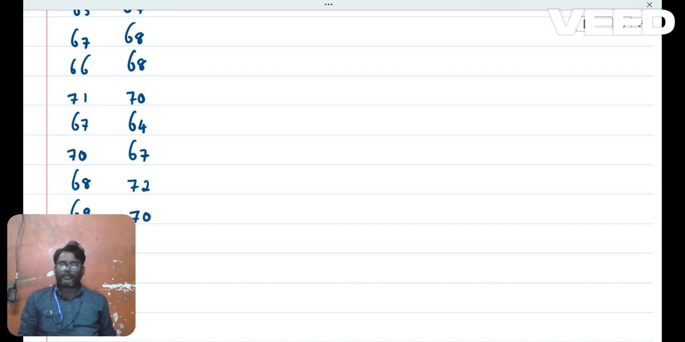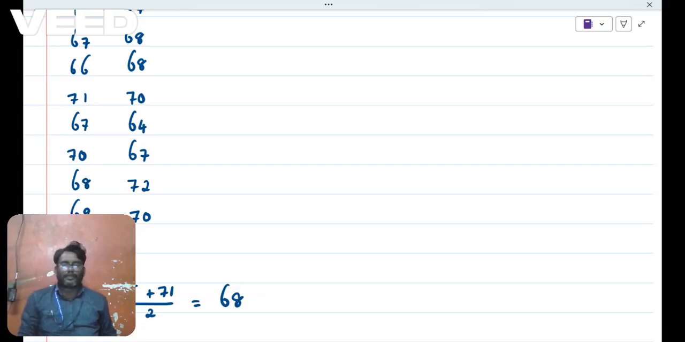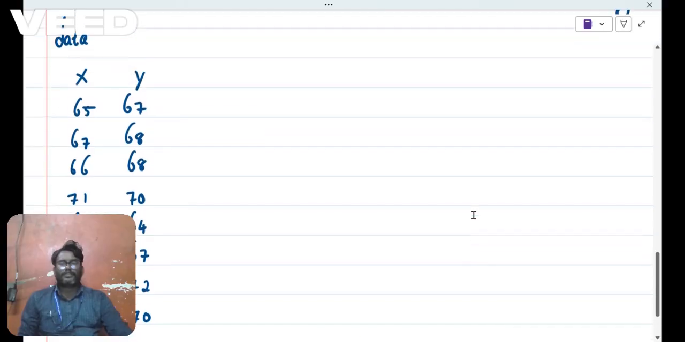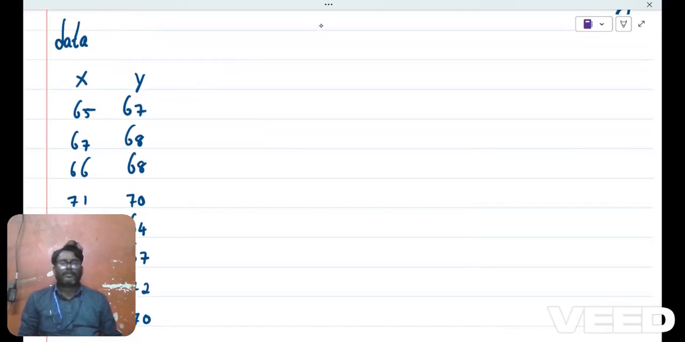So for a, you take the smallest and largest values of x. So a is 65 plus 71 divided by 2, which is 68. Similarly, to compute b, take the smallest and largest values of y, that is 64 plus 72 by 2, which is again 68. So we can take a and b as 68. Now we will do the scaling.